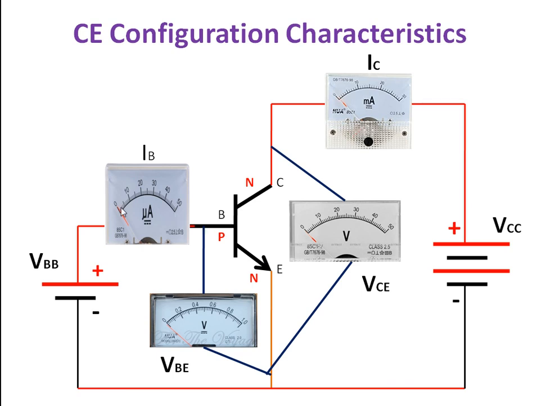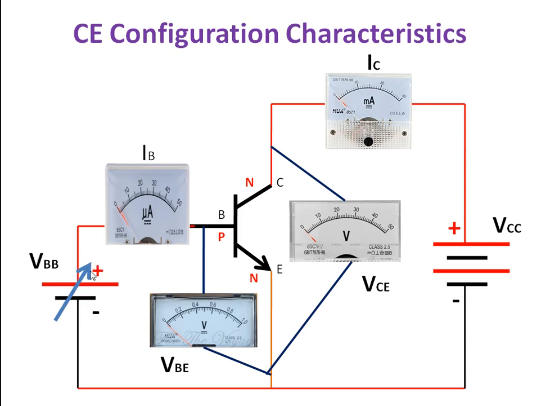Anyway, the base current requirement is in the order of microampere, the collector current requirement is in the order of milliampere or ampere, and then there is the collector-to-emitter voltage. So these four parameters I am going to measure through the experiment. So this is the experiment setup. Now let us draw it.